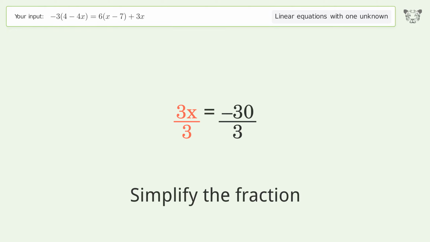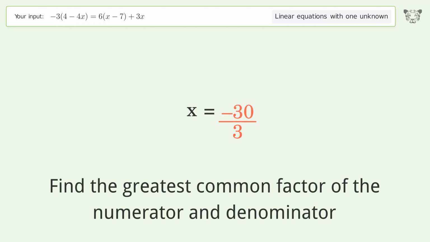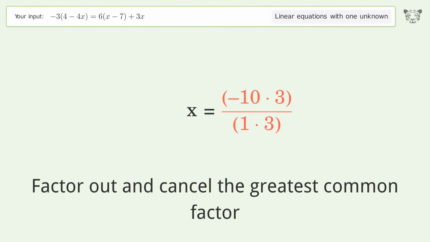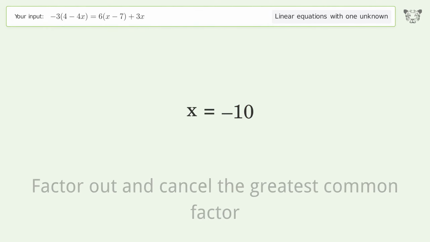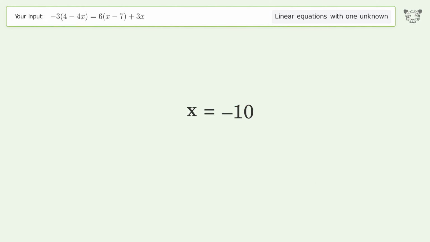Simplify the fraction. Find the greatest common factor of the numerator and denominator. Factor out and cancel the greatest common factor. And so the final result is x equals -10.